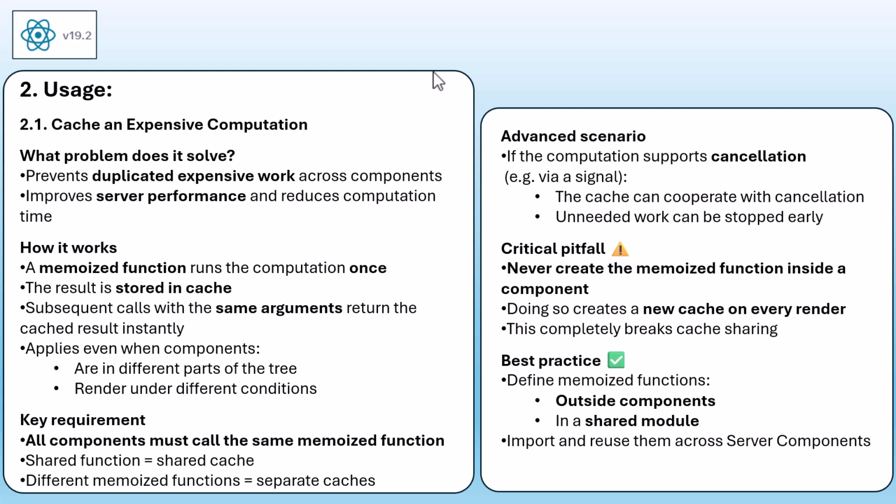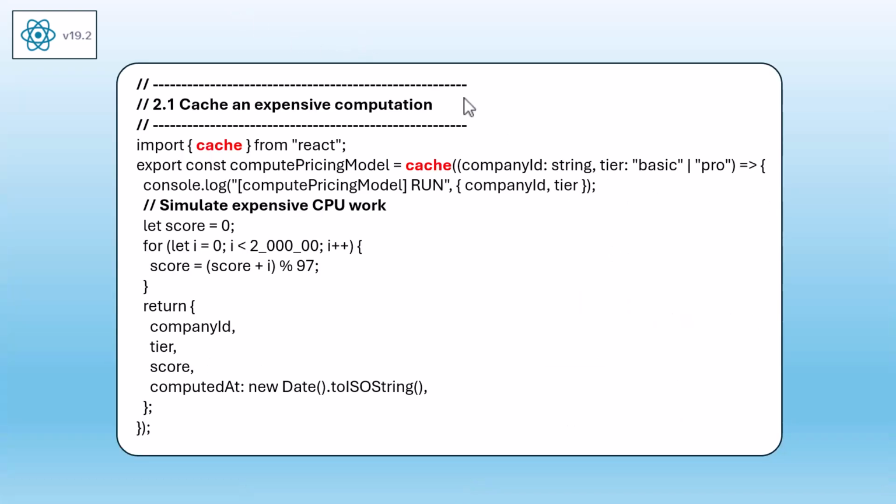instead of recalculating. This behavior also applies when components render in different parts of the tree or even under different conditions. The key idea is that all components call the exact same memoized function so they share the same cache. If different components create their own separate memoized functions, each one will maintain an independent cache, leading to duplication of work. Another case to consider is when the expensive computation supports cancellation via a signal. In such cases, the cache mechanism can cooperate with cancellation to stop work that is no longer needed.